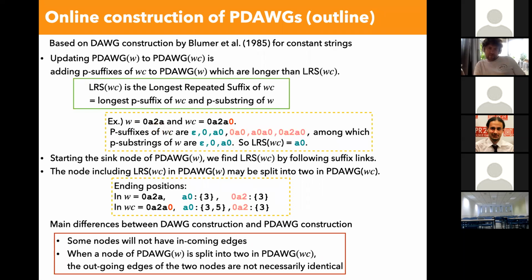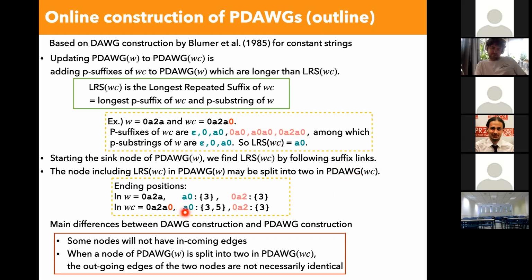Then by LRS, we denote the longest string that is simultaneously a suffix of WC and a substring of W. In this example, the LRS is A0. So we must add suffixes longer than the LRS. Starting at the sink node of the previous PDWG, we find the LRS by following suffix links. And then the node including the LRS in the previous structure may be split into two in the new structure.